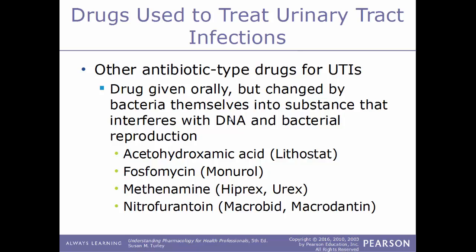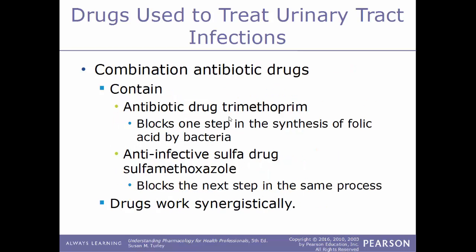fosfomycin, sold under the name Monurol, methenamine, sold under the name Urex or Hiprex, and nitrofurantoin, sold under the name Macrobid or Macrodantin. And like we saw with the diuretics, it's not uncommon to see a combination of antibiotic drugs used to treat UTIs. These will often contain the antibiotic drug trimethoprim, because this blocks one step of the synthesis of folic acid by the bacteria. It will also include an anti-infective sulfa drug, sulfamethoxazole, and this blocks the next step in the same process. So these two individual components work synergistically to help prevent folic acid synthesis by bacteria.